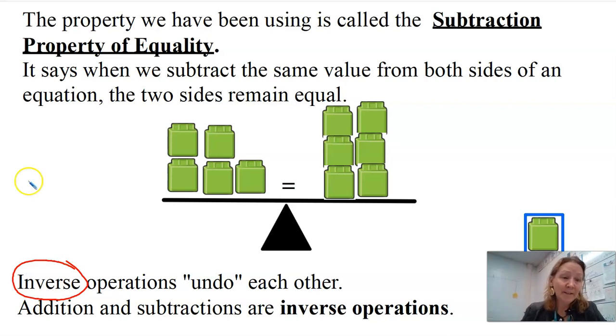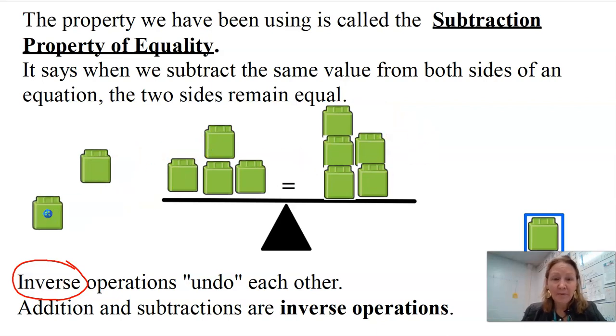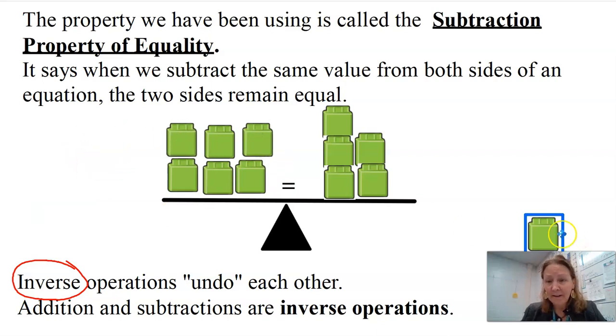So the idea is I could take 1 away from here and 1 away from here, and 4 still equals 4. Or I can add 2 to this side, and oops, I forgot to take away from there. So let's see, I have 6 equals 6, right? As long as I add or subtract the same amount to each side, my scale is going to remain balanced.